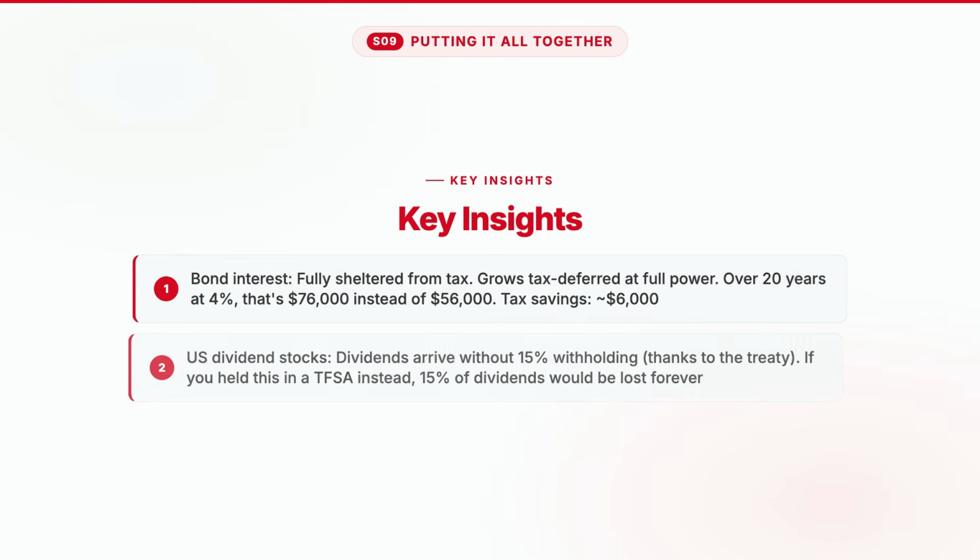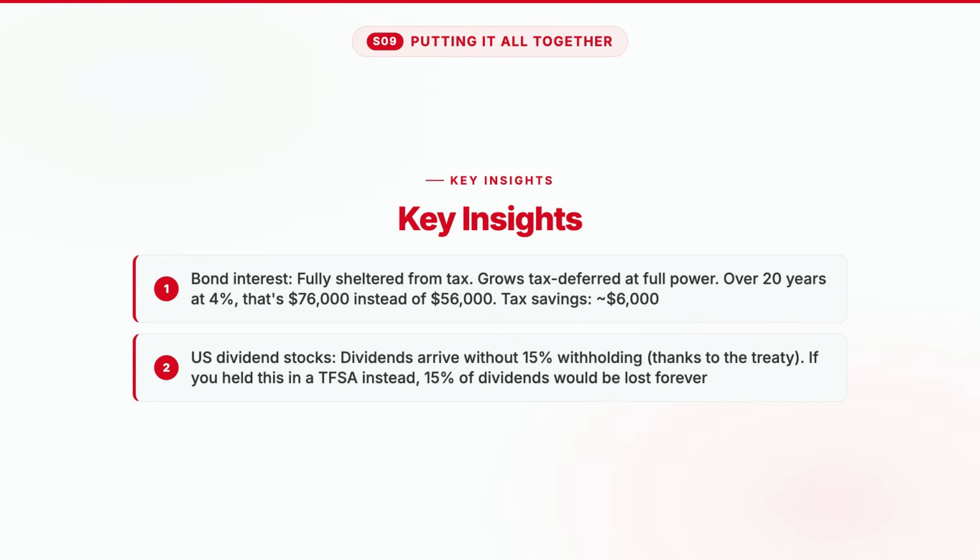Here are the key insights to take away. Bond interest, fully sheltered from tax. Grows tax deferred at full power. Over 20 years at 4%, that's $76,000 instead of $56,000. Tax savings, $6,000. U.S. dividend stocks, dividends arrive without 15% withholding, thanks to the treaty. If you held this in a TFSA instead, 15% of dividends would be lost forever.